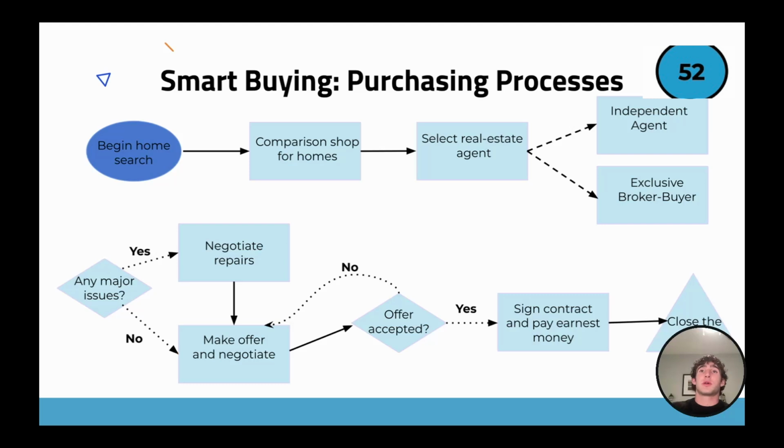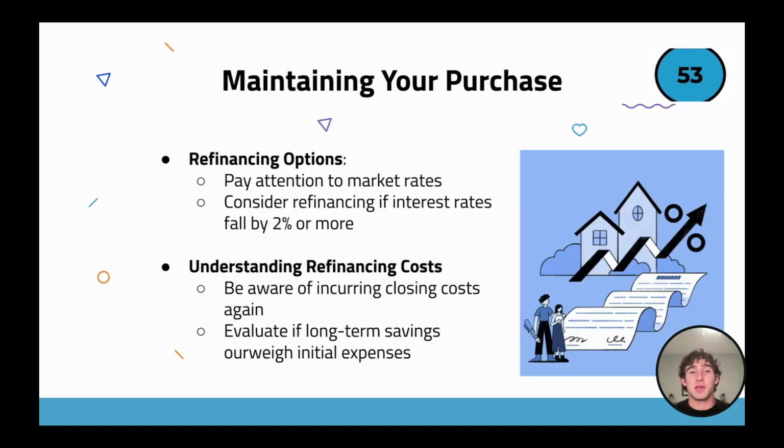So next, here is the general purchasing process of buying a house, where you begin the home search, then move into comparison shopping for homes. And there's a couple key steps here. Generally, a big one is selecting the real estate agent. So you have a couple different options you can go with there. You can go with an independent agent or an exclusive buyer broker. Additionally, you want to get to the point where you can make an offer and negotiate. And then eventually that will lead to closing, where you finalize a purchase by signing the contract and completing the settlement.